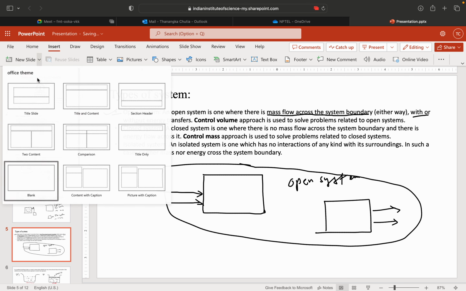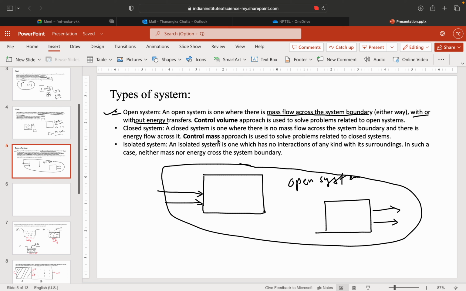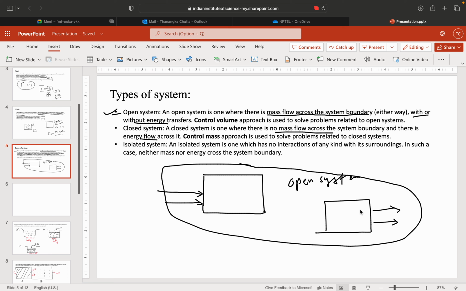Now what is a closed system? A closed system is one where mass flow does not take place, but there is energy flow across it. Remember, I am talking about the boundary. This black colored box is nothing but my system boundary, the boundary line that separates my system and my surrounding.